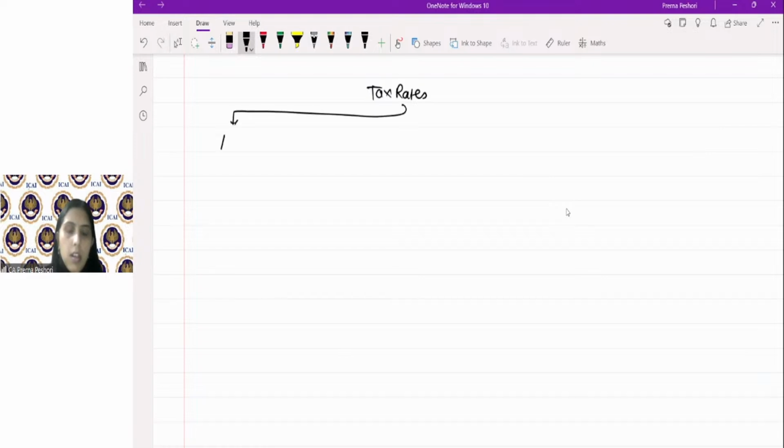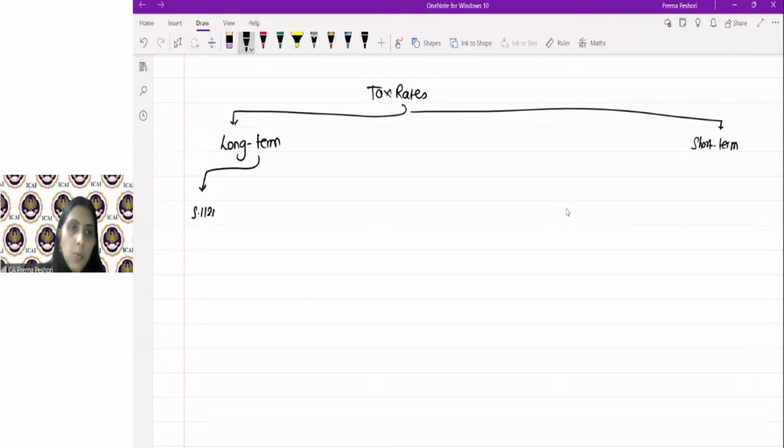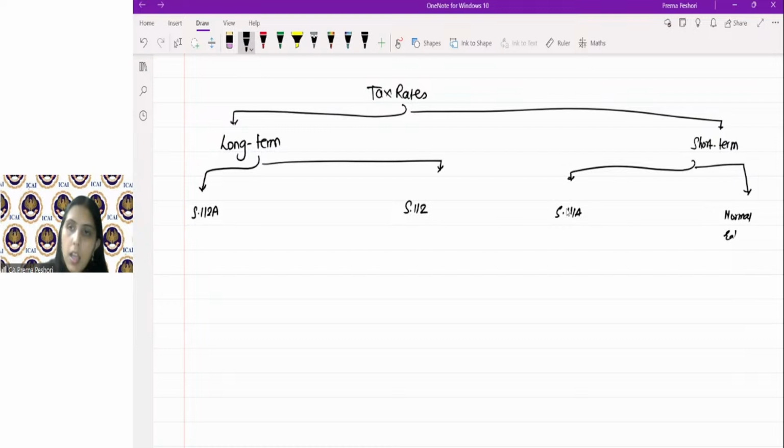Long-term and short term. Okay. For long term, we have section 112A and section 112. For short term, we have 111A and then normal rates. Right? So first, I'm dealing with the short-term capital gain.